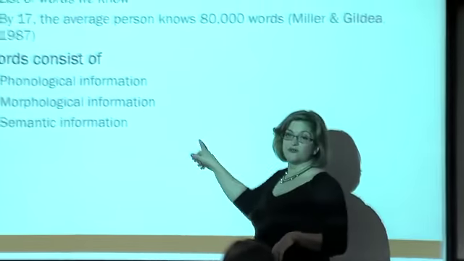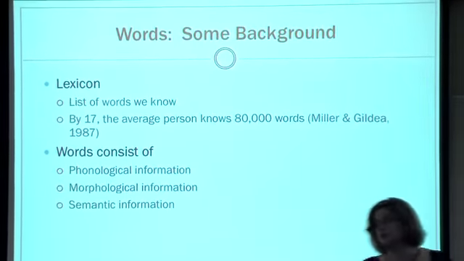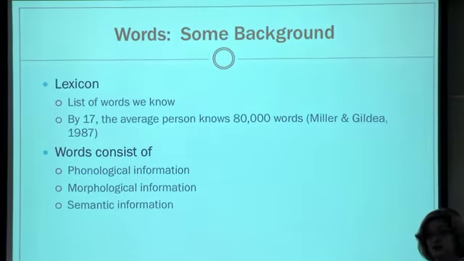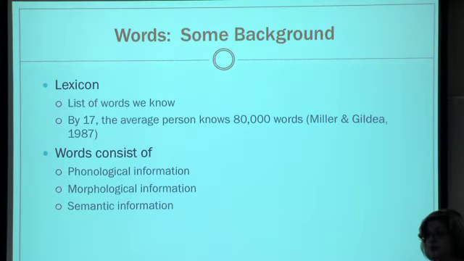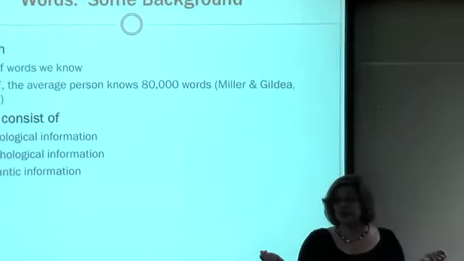The semantic information deals with the meanings of words, the connotations, the denotation, so the explicit meaning, the connotations, how words are used.